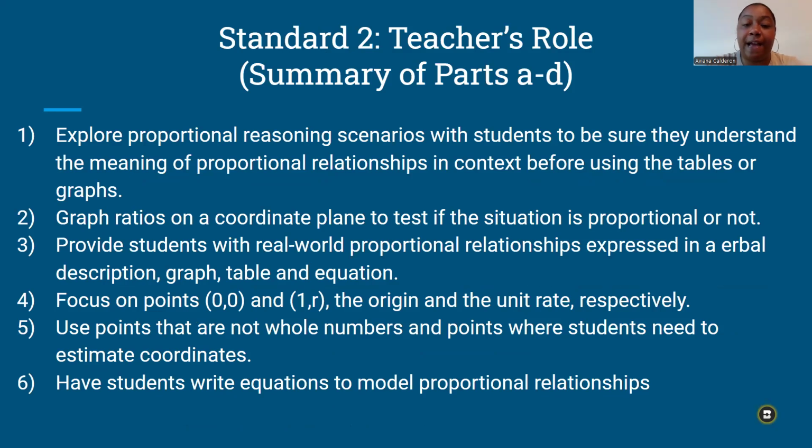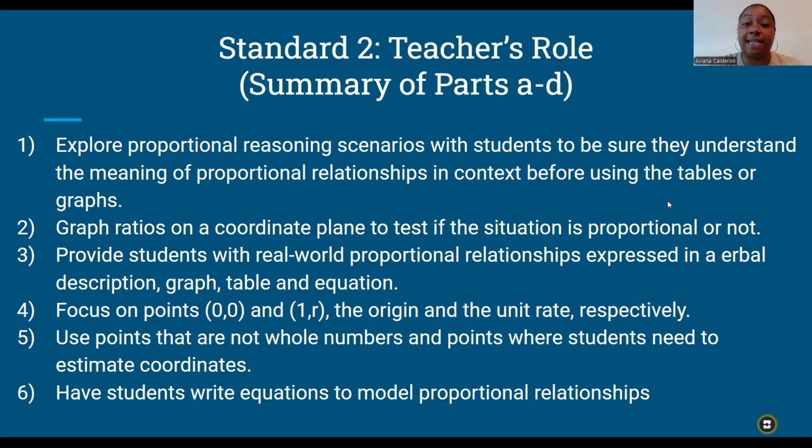So for standard 2, we have our teacher's role. I did do a summary of parts A through D because it is such a complex standard. So a summary of the teacher's role for standard 2 would be: 1, explore proportional reasoning scenarios with students to be sure they understand the meaning of proportional relationships in context before using the tables or graphs.